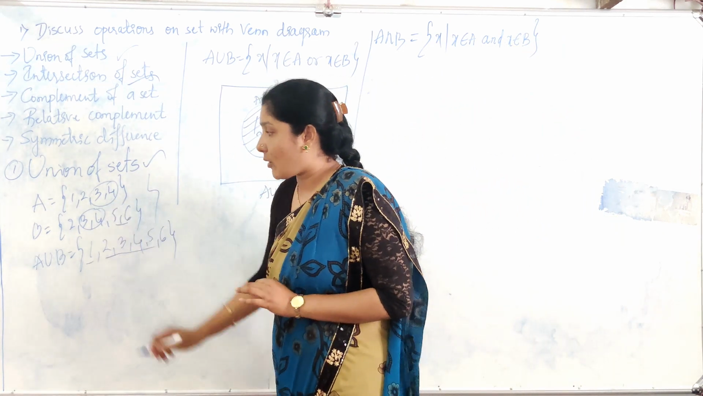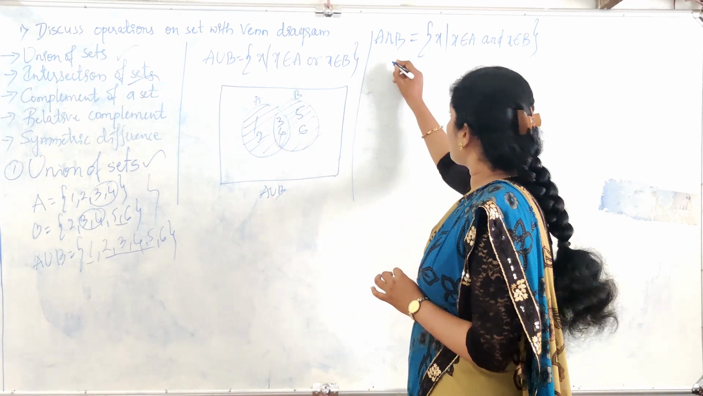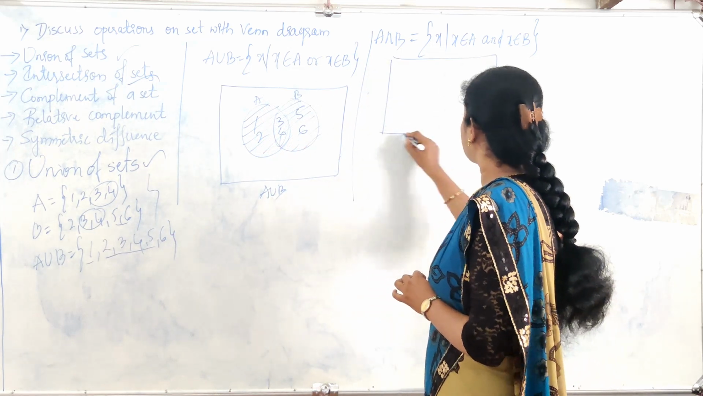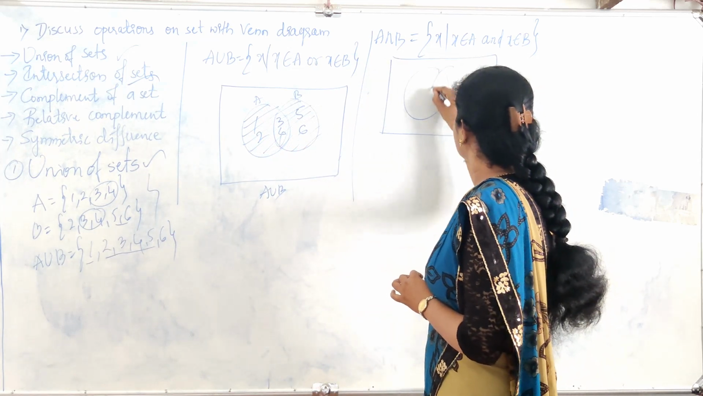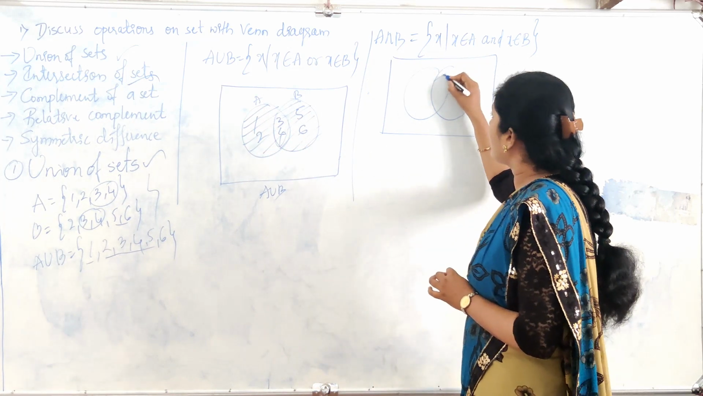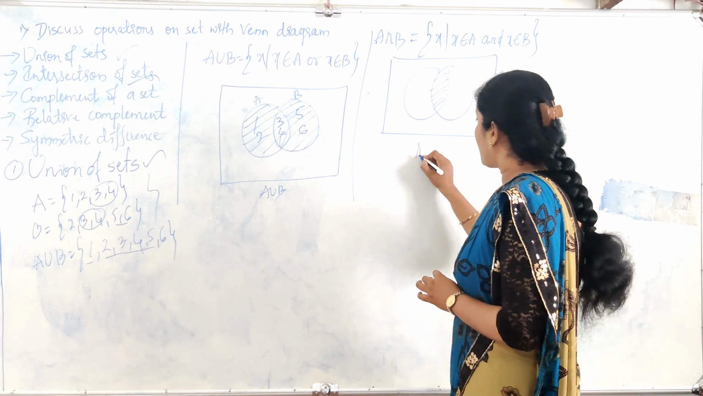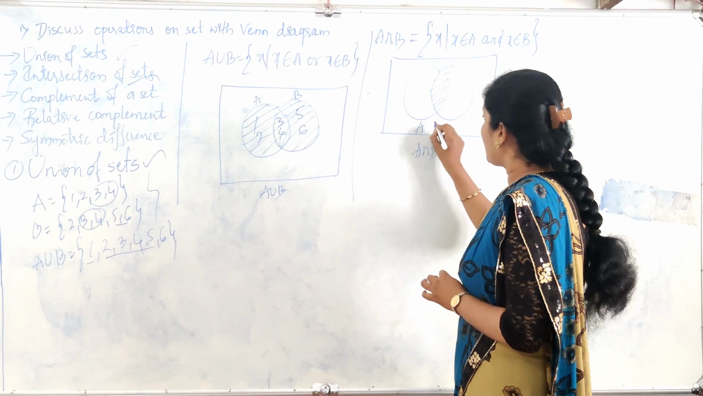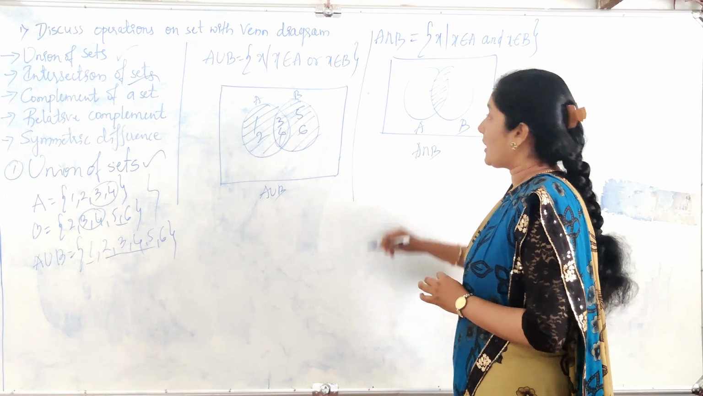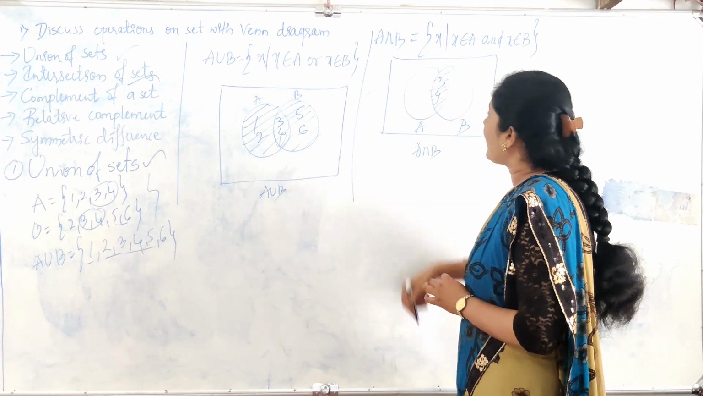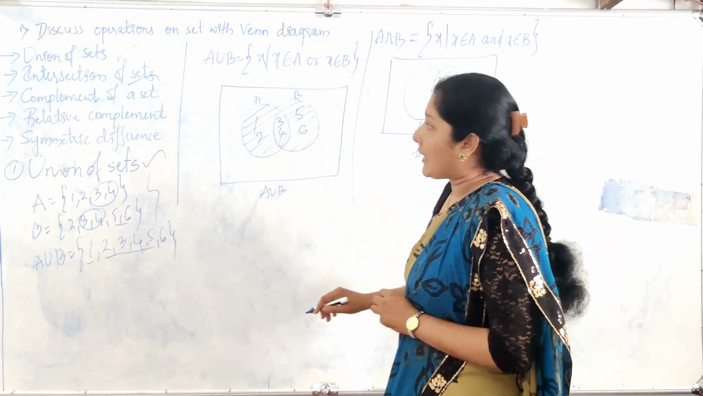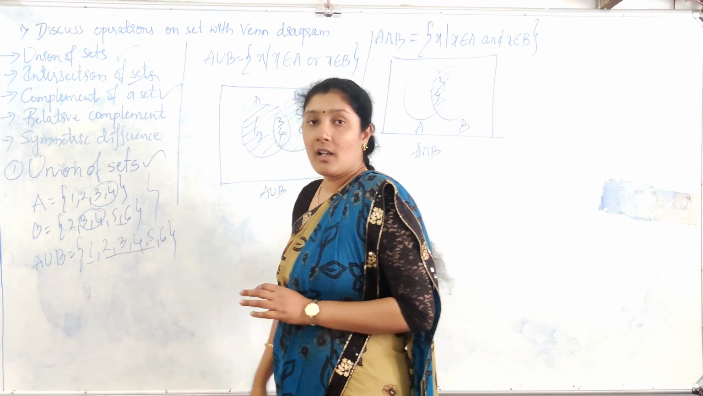So which are the elements common here? Only 3 and 4. So the Venn diagram will be like this. Okay, so here we need to shade only this portion, the intersection portion. So this is A intersection B, here is A and here is B. So the common elements are 3 and 4. Okay. Next, complement of a set.